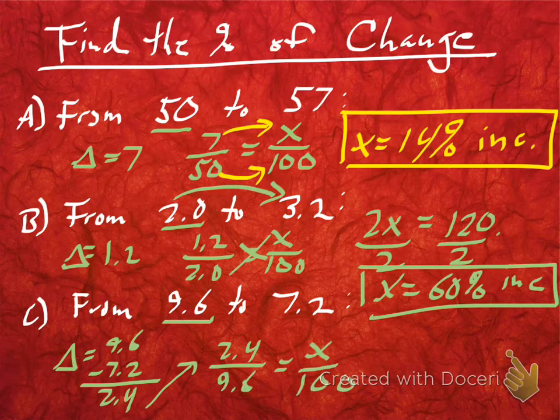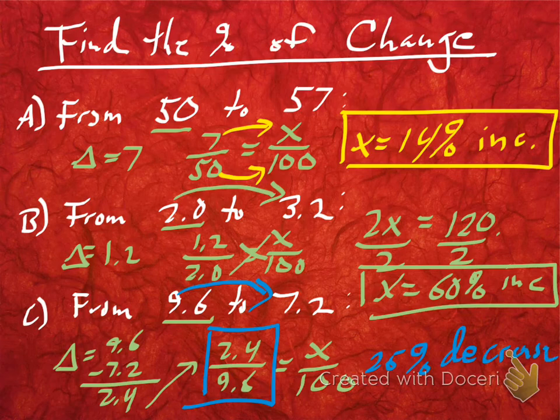Now I can cross multiply this one as well. Although if I notice what I've got going on here, if I take the decimal out of 2.4 and 9.6, I get 24 over 96. And if you look at that closely, what is 24 times 4? Well, 24 doubled is 48, and 48 doubled is 96. So that's actually equivalent to the ratio of 1 to 4. Well, if it's 1 to 4, I think I know what the percent is. It's going to be 25%. And we're going from 9.6 down to 7.2, so that's going to be a decrease.